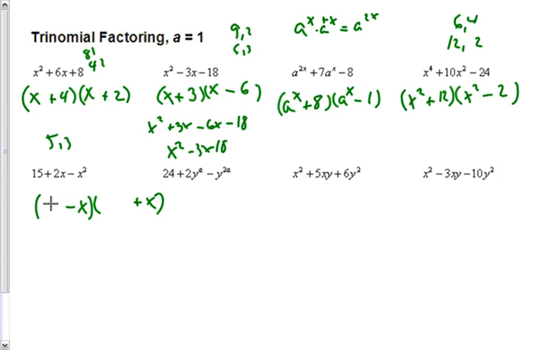Now, if I decide to use the 5 here, 5 times negative x is negative 5x. And then we're going to have 3x, which is going to give me negative 5x plus 3x, which is negative 2x. But we want positive 2x, so guess what? That's not going to work. You've got to be careful.